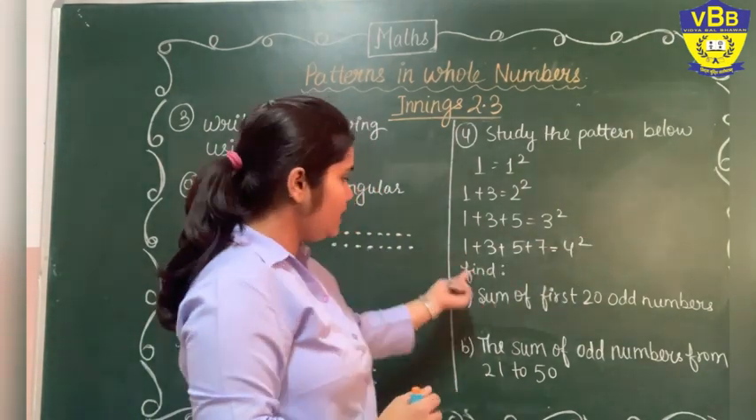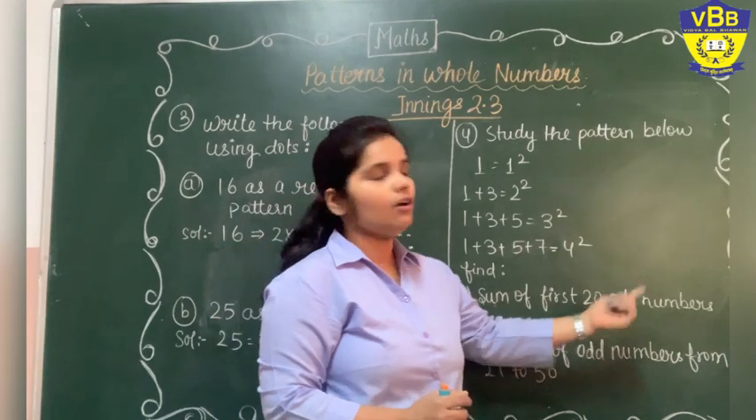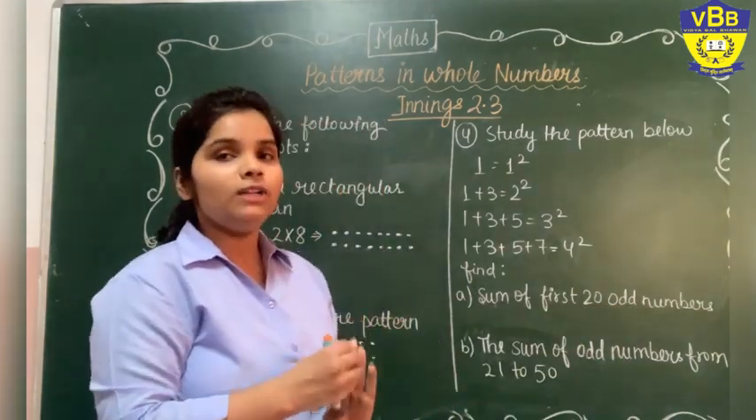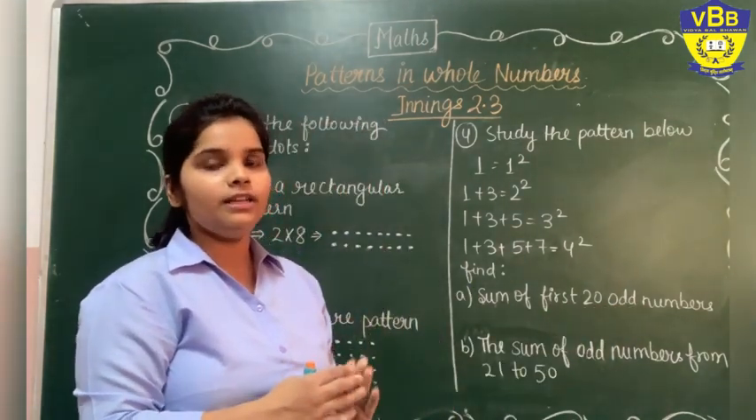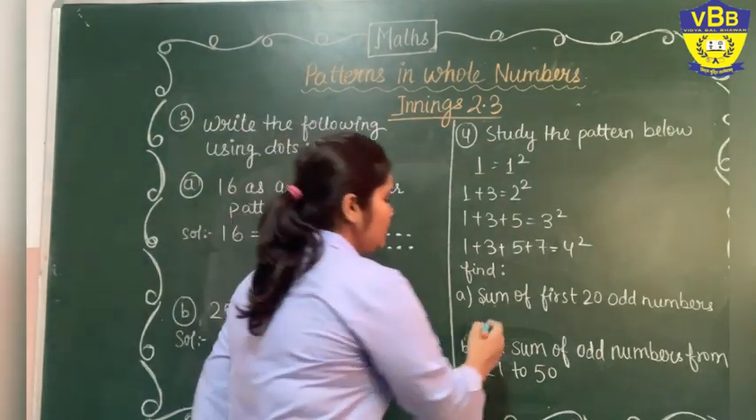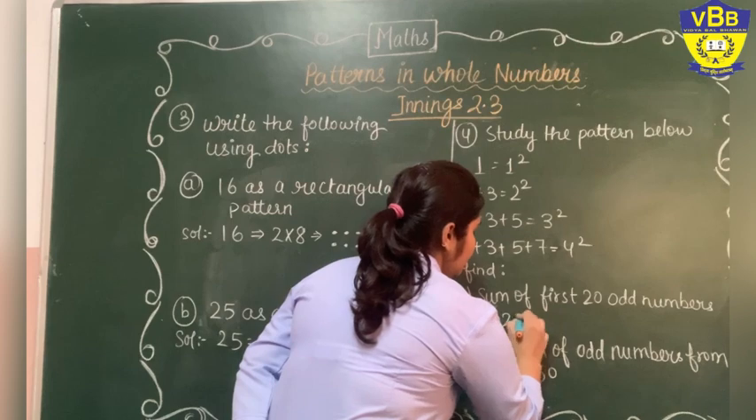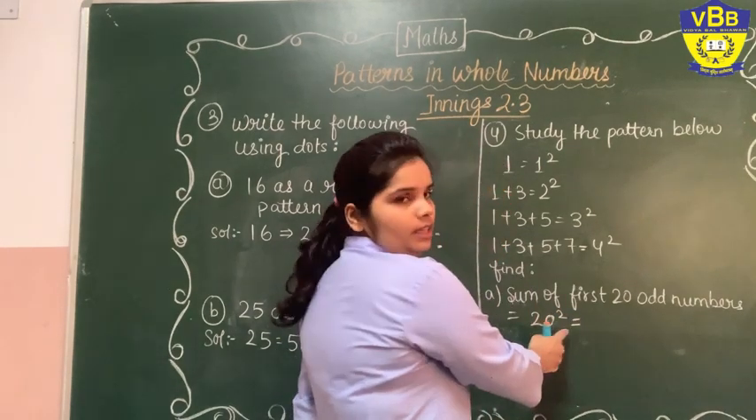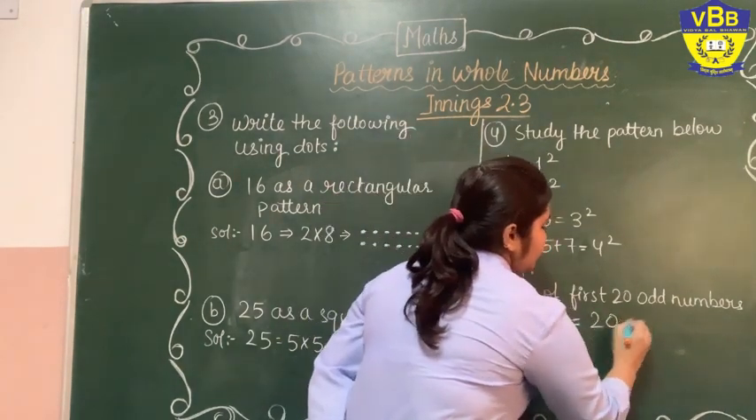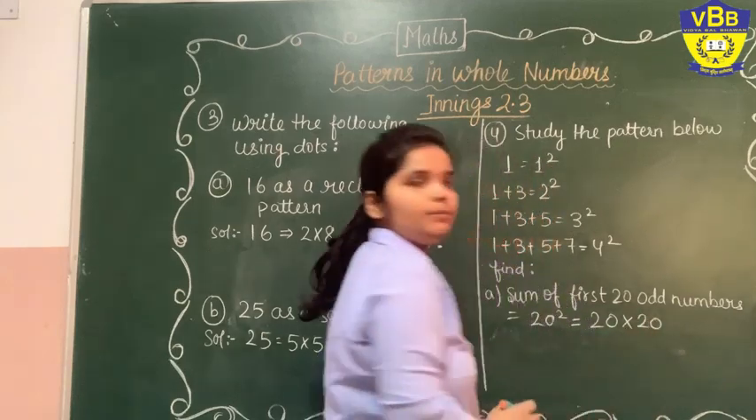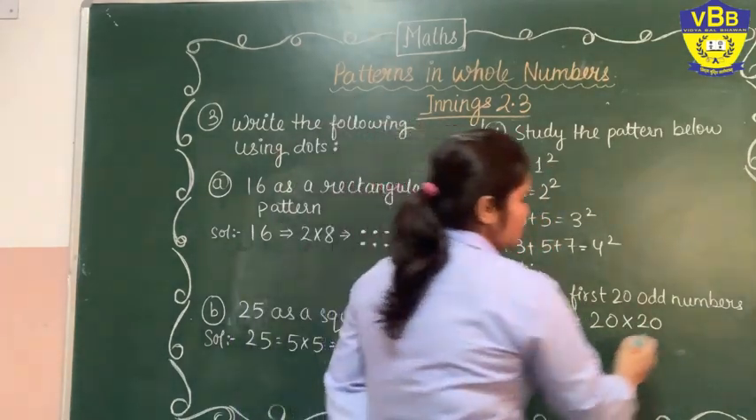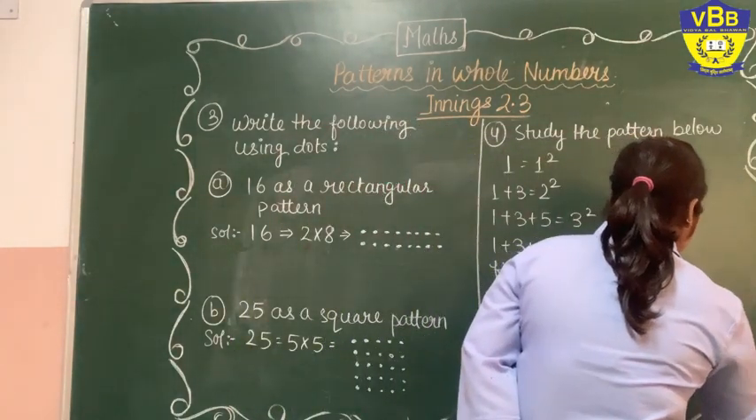So find the sum of first 20 odd numbers. What will be the sum of first 20 odd numbers? It will be equal to 20 square, right? This square means the number multiplied by itself. 20 multiplied by 20 is equal to 400.